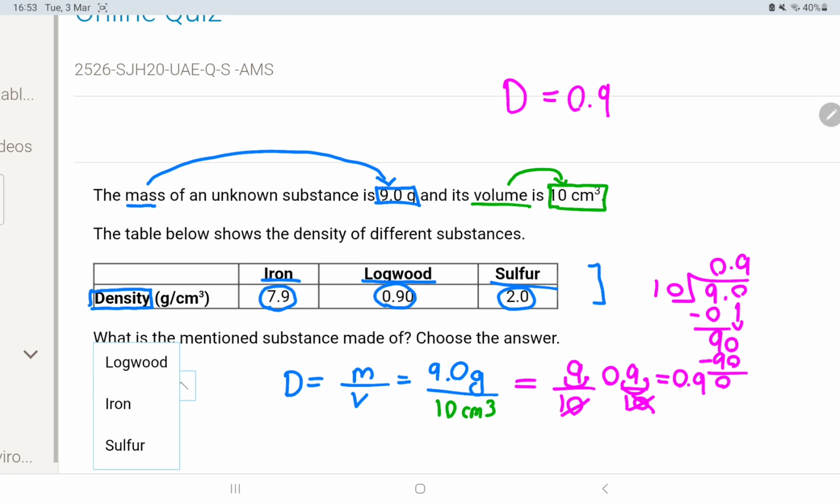What is this substance? This substance is logwood, because its density is 0.9. So how did we find it? We found the density using the mass and dividing it by the volume. You got 0.9, obviously with the unit 0.9 grams per centimeter cubed. So what is the mentioned substance made of? Logwood.